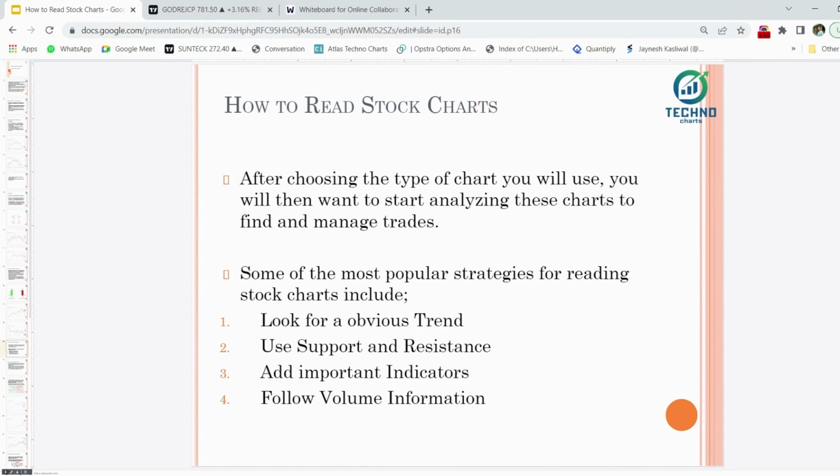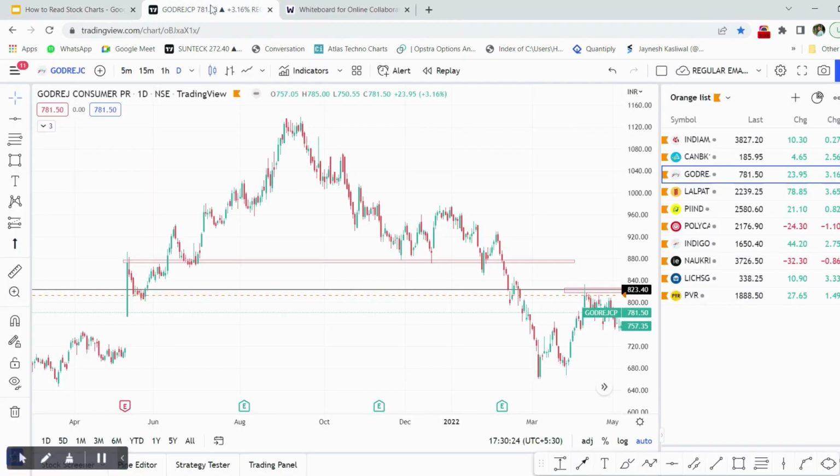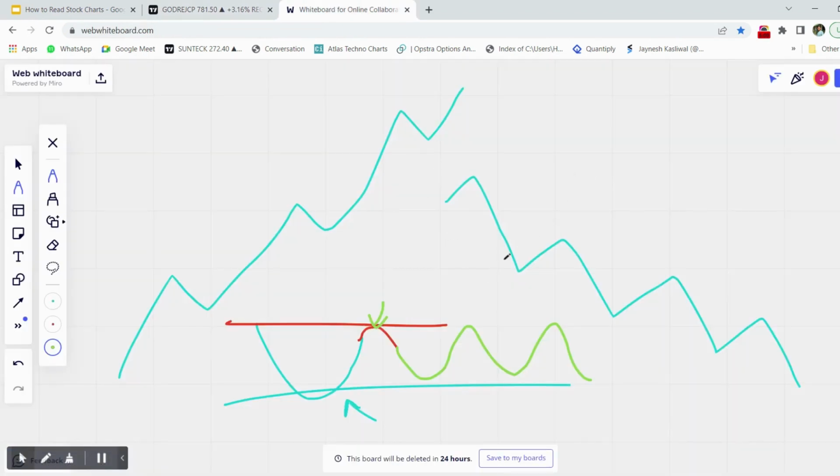The third thing that you can use is to add important indicators to analyze the chart. For example, you can use the moving averages to identify the trend. If the stock is above the 200-day moving average, then that means that the stock is bullish. If the stock is below the 200-day moving average, then the longer term trend of the stock is bearish. So you can use the 200-day moving average. You can use the 30-week moving average, for example, for stage analysis.